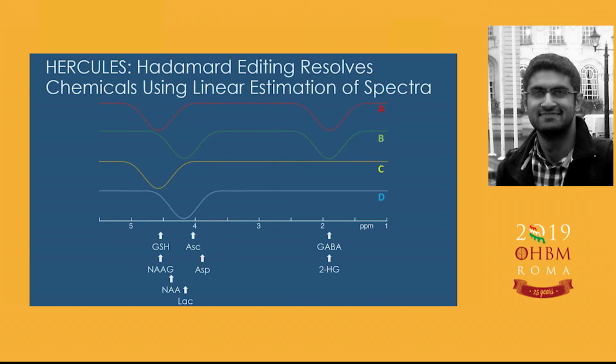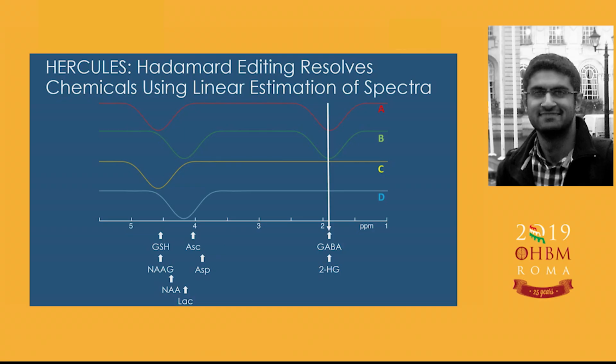So my last part of the presentation is the sequence called HERCULES, which is Hadamard Editing Resolves Chemicals Using Linear Estimation of Spectra. So we performed HERMES. We got 2 or 3 edited compounds. Now, the question is, can we acquire more? We can do that using this particular editing method.